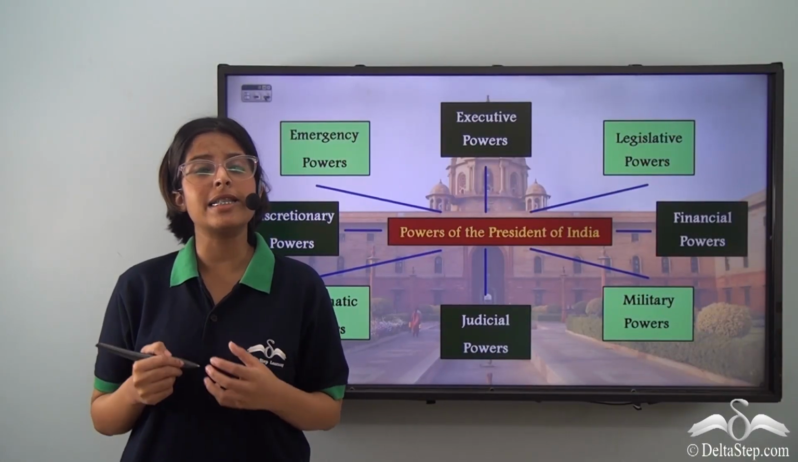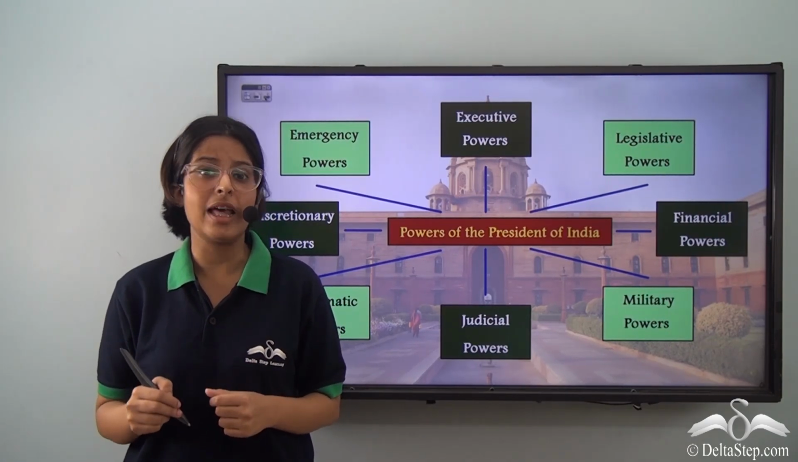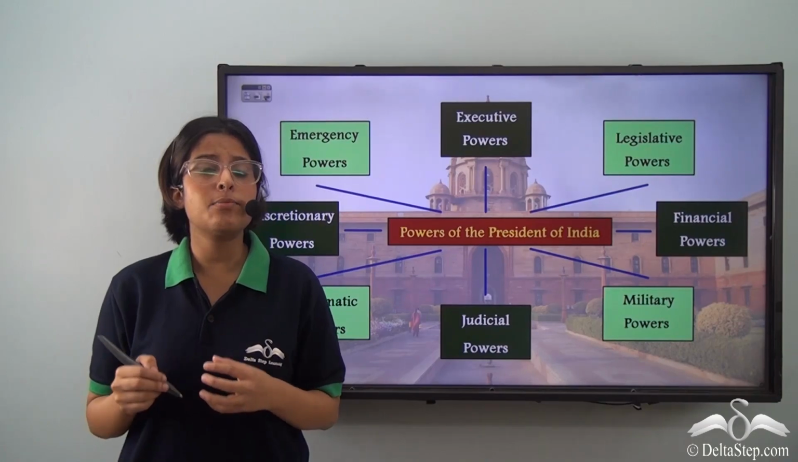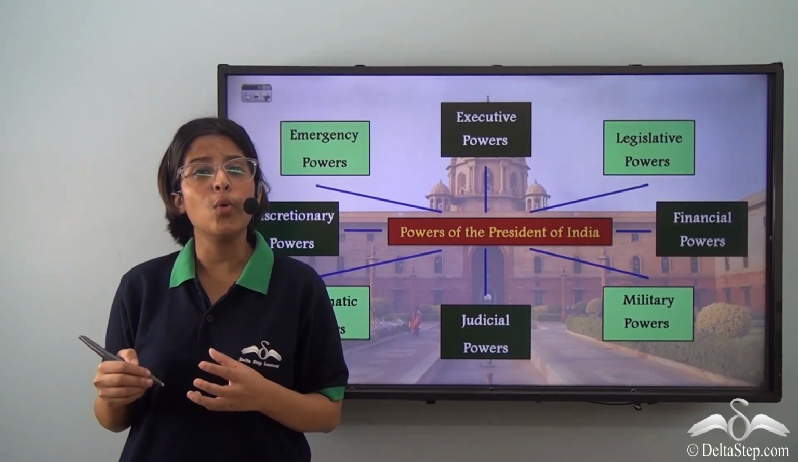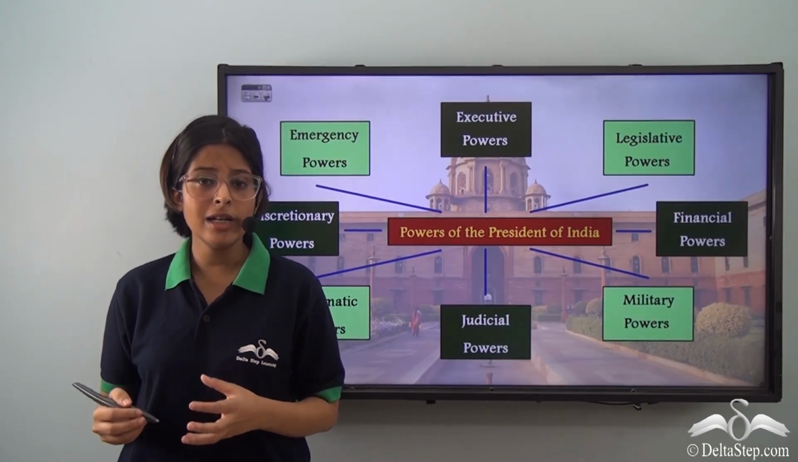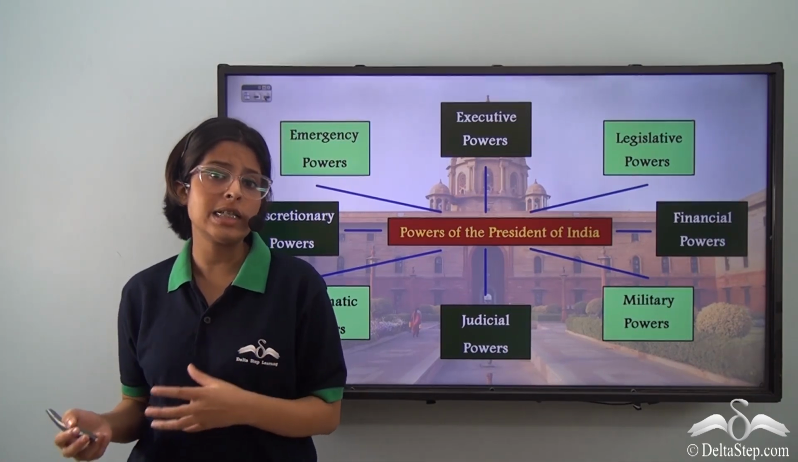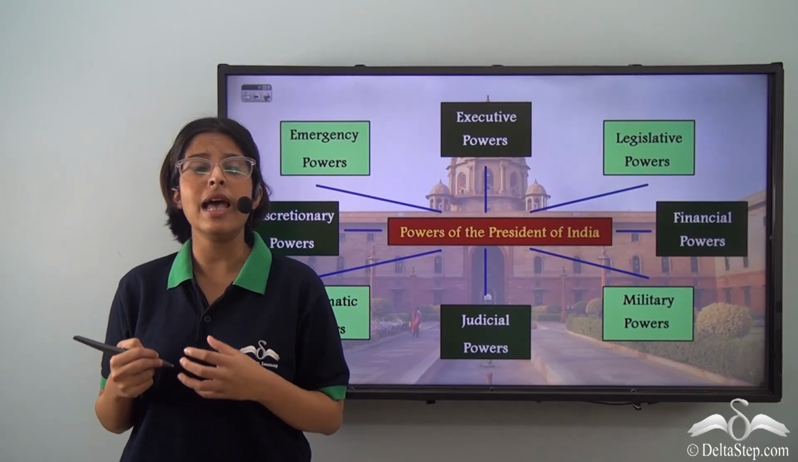The Constitution of India has given the President a wide range of powers. But there is a twist. Since the President is the nominal head of the country, he has only ceremonial or formal powers. Whatever decisions the President has to take are done on the advice of the Prime Minister and his Council of Ministers.